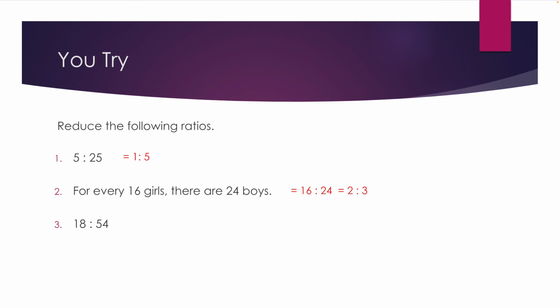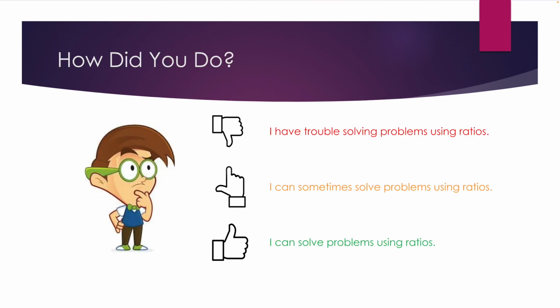But if you don't see 8 right away, as long as you keep going and get down to 2 to 3, then that's okay. And lastly, question number 3, we have 18 to 54, and I can reduce that by 18. So I get 1 to 3. Okay, so I want you to reflect on ratios, on simplifying ratios and writing ratios, and we're going to use these now in order to solve proportion problems.